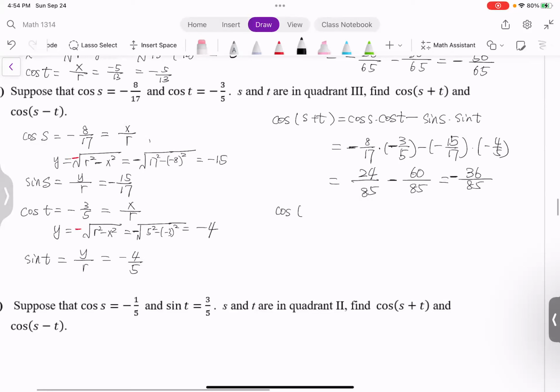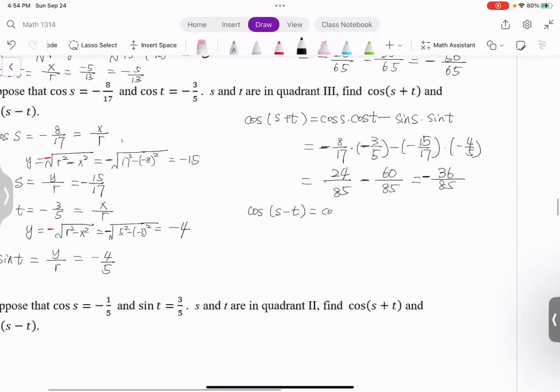The second one is cosine s minus t. Use the formula cosine s times cosine t, and the plus sine s sine t. So let's put all the information in it. Negative 8 over 17 times negative 3 over 5, and then plus negative 15 over 17 times negative 4 over 5. Let's do a computation.